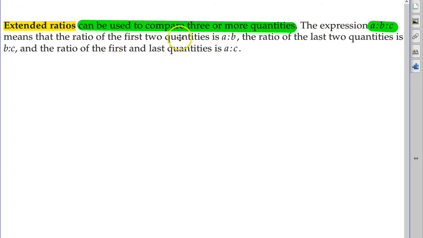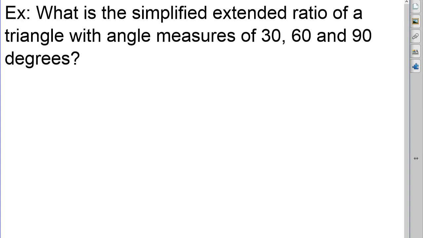The way it works is that all three are related to each other. So A to B, B to C, and A to C. Now, here's an example. I'm not going to make you work this one out. I just want to walk you through it real quick. We have an extended ratio of 30 to 60 to 90. So we have a triangle. 30, 60, and 90 are the three angles. The question is, what's the simplified extended ratio? Well, the initial ratio would be 30 to 60 to 90.